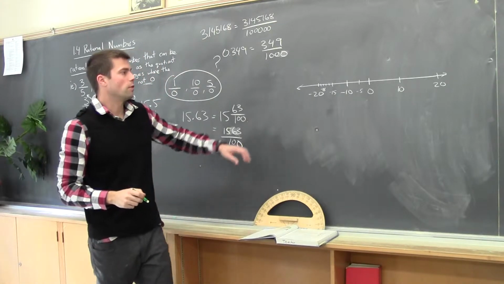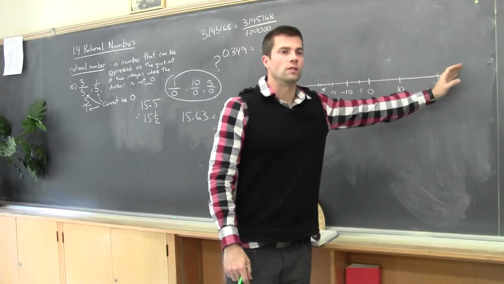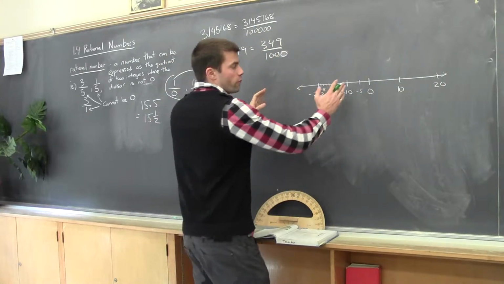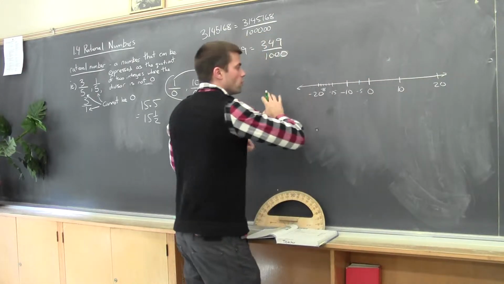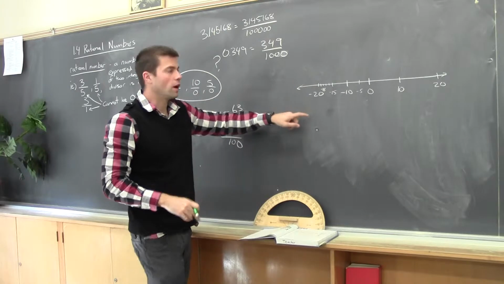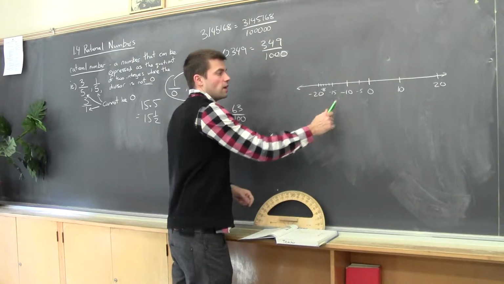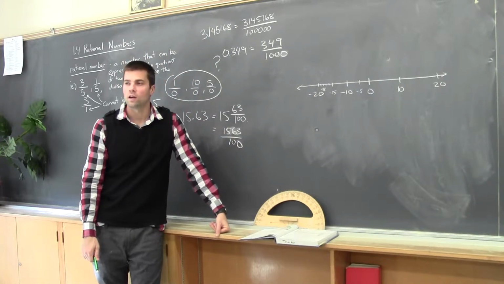Okay, so if we look at this number line here, we can see zero in the middle. As we move to the right, it's positive. As we move to the left, it's negative. Remember, if we're further to the right, we're larger. Numbers get larger going this way, they get smaller going this way. So it's important to recognize that negative 10 is larger than negative 20. Do you guys understand that concept?